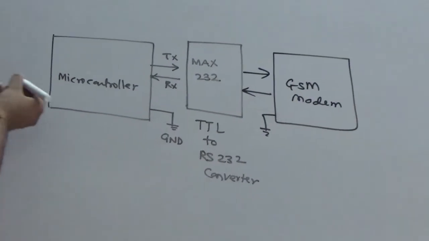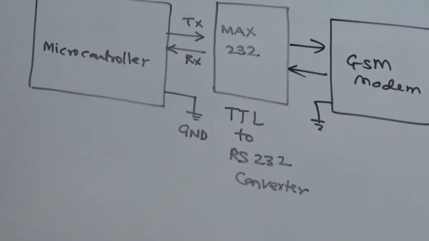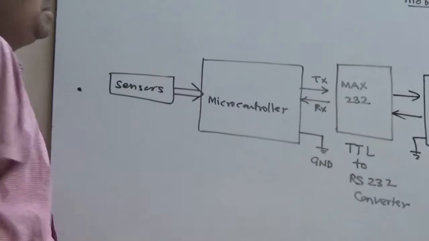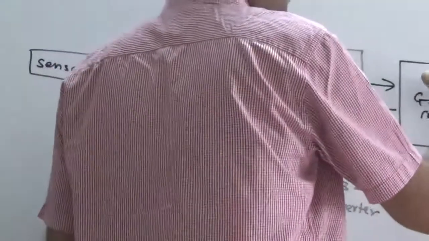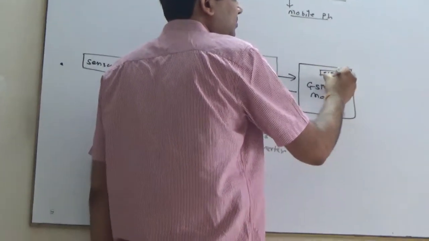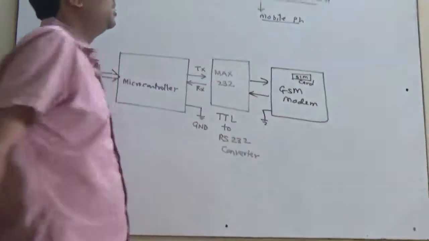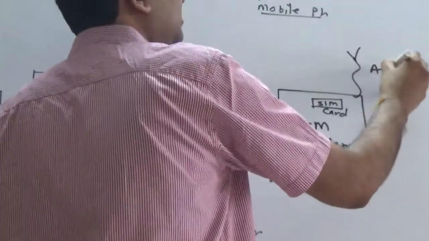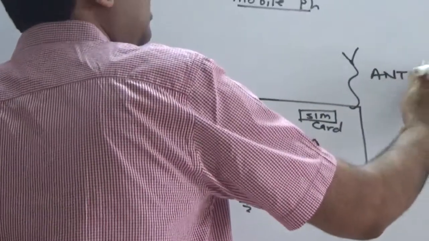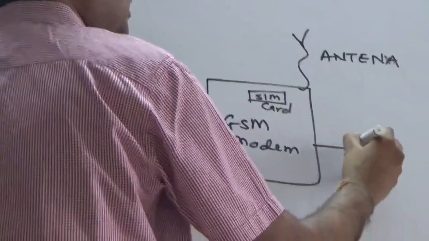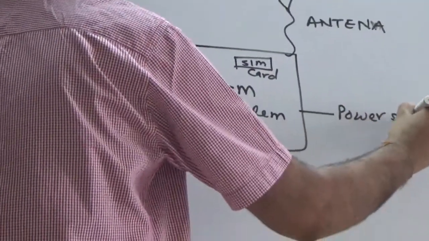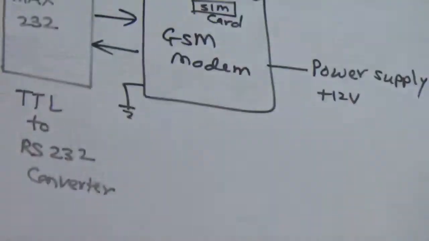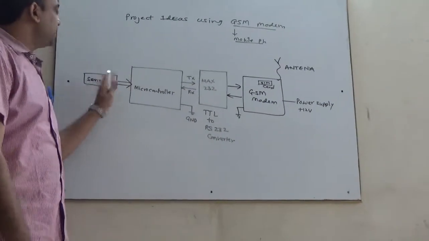In basic applications, we can have some sensors here. Those sensors are interfaced with the microcontroller to a suitable port. This GSM modem will have a SIM card, very similar to the SIM card we insert into a mobile phone. Here also we can insert a SIM card. It has an antenna. It may need a power supply, maybe a plus 12 volt power supply. We have to give external power supply to the modem. So in this way, a basic system will be there.